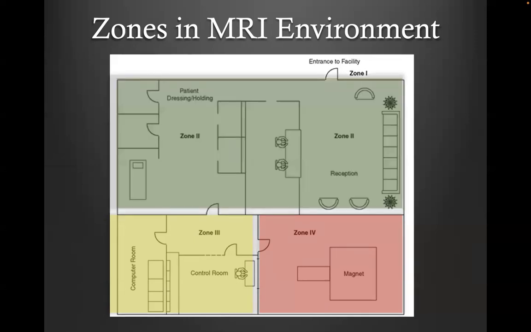And then the Zone 2 areas are okay. That's like the waiting areas and patient changing rooms and corridors. That's where you do your checklist, MI screening, like reception, patient changing, and anything can be done here. But before you bring them to the control room, they should already have been screened.